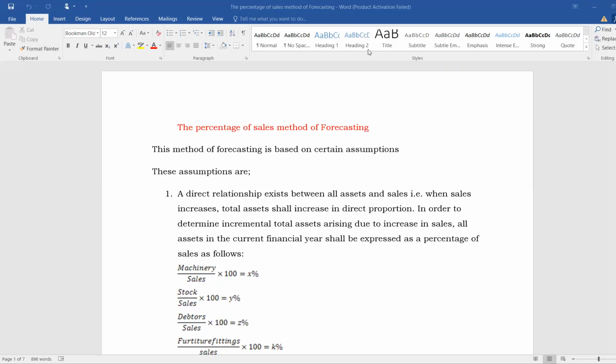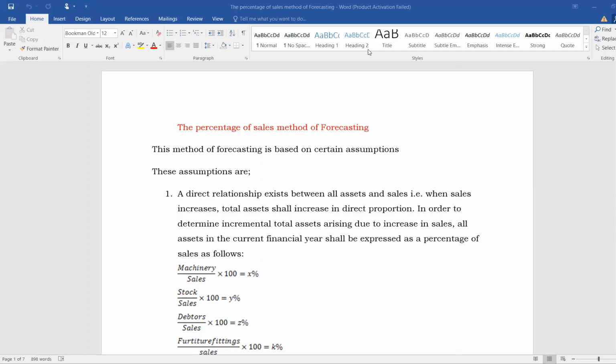If a company expects to have a cash surplus, then of course they can utilize that surplus cash more profitably. If they expect to have a cash deficit, then of course finance managers will plan in advance on how to finance the deficit. That's the role of a cash budget. But now we have another method of forecasting referred to as the percentage of sales method.